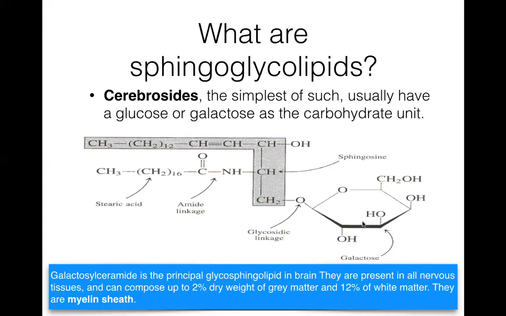So this cerebroside is also called galactosyl ceramide. This is the principal glycosphingolipid in the brain. As a matter of fact, they are present in all nervous tissues and can compose up to 2% of the dry weight of gray matter and 12% of white matter. They are actually a component of the myelin sheath. In other words, the myelin sheath is composed of galactosyl ceramide.